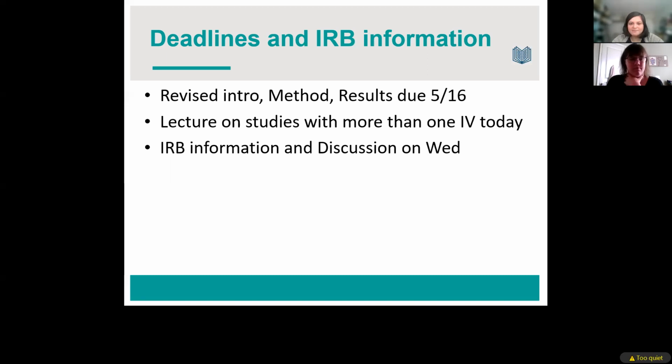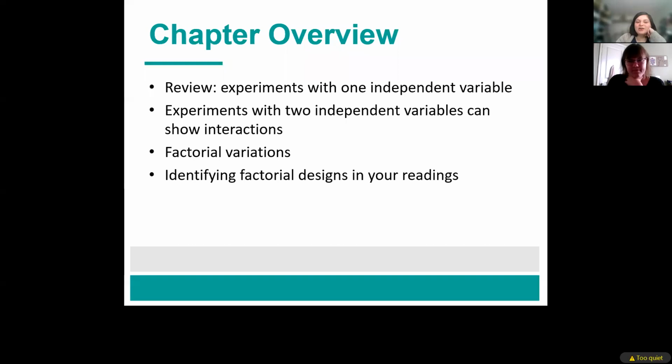So today we're going to talk about experiments with one independent variable, which is everything we've been talking about so far. We'll talk about why experiments with two independent variables are important. One of the reasons why they're important is that they can show interactions. They can give us some information about the generalizability of our findings. Then we'll talk about factorial variations. When we have more than one independent variable in a study, we call it a factorial design, and we'll explain what that means. And then we'll talk about how you can identify factorial designs in some of the articles that you read.